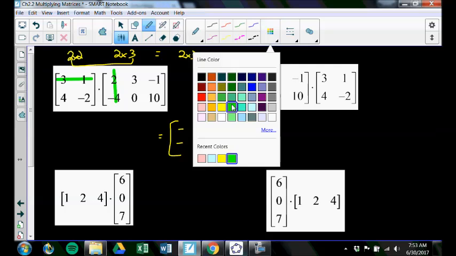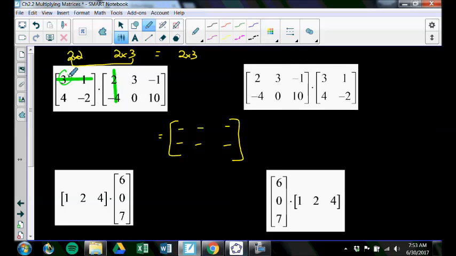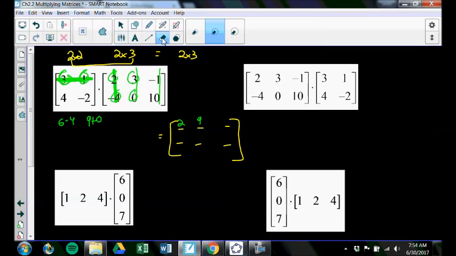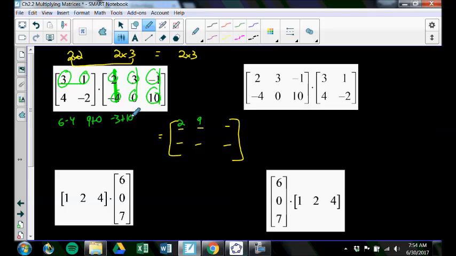Try and keep my colors consistent. So this is going to become 6 minus 4, which is going to become positive 2. Next I'll do row under this column, and that becomes 9 plus 0, which is 9. Then I'll do row onto this column. It's getting so dark you can't see it very well. But this row onto this column becomes negative 3 plus 10, which is 7.